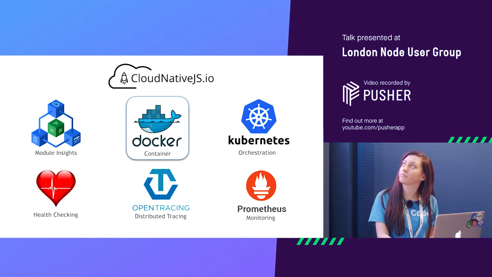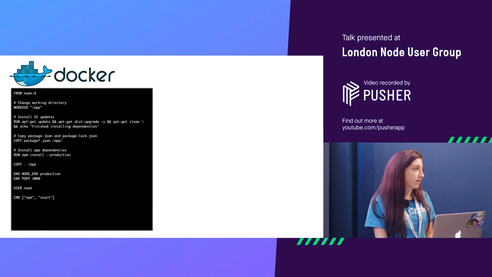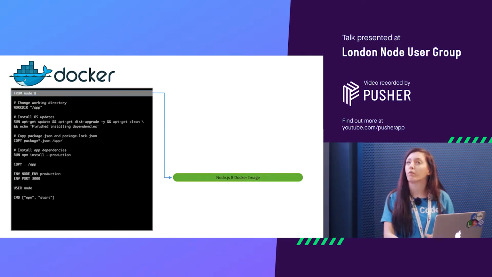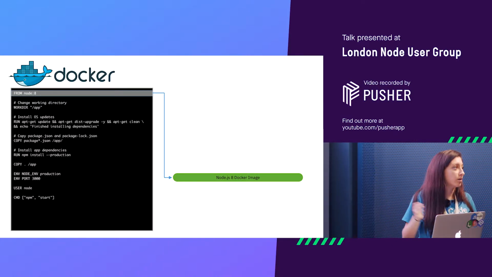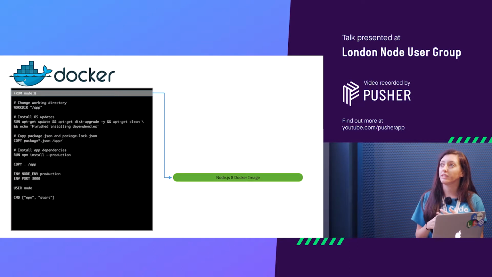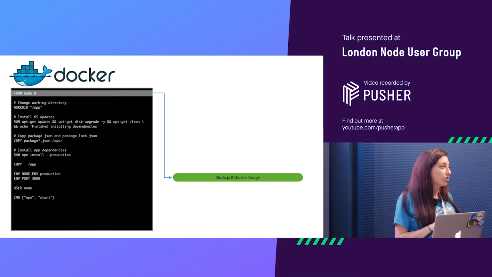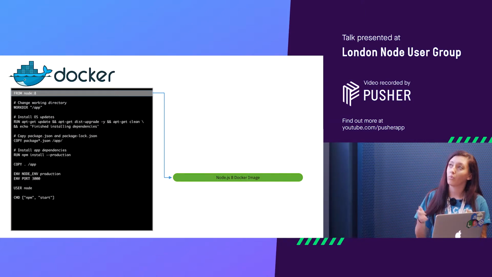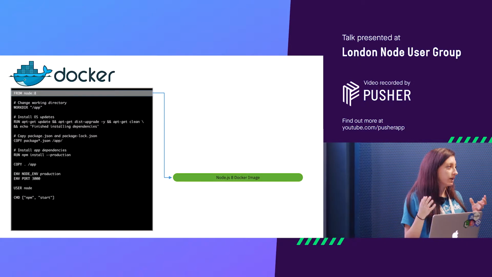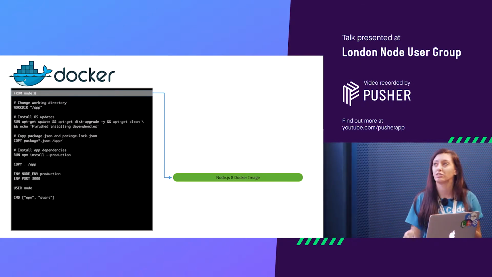And then we have Docker. So what we're doing here is, as part of Cloud Native JS, we provide sample Docker files. So these files, at first, they just assume you've got an Express app running on port 3000, but that's all configurable. And what we've done is provided this so you can just pull it into your app, do a Docker build, and then you've got your Node application packaged up.